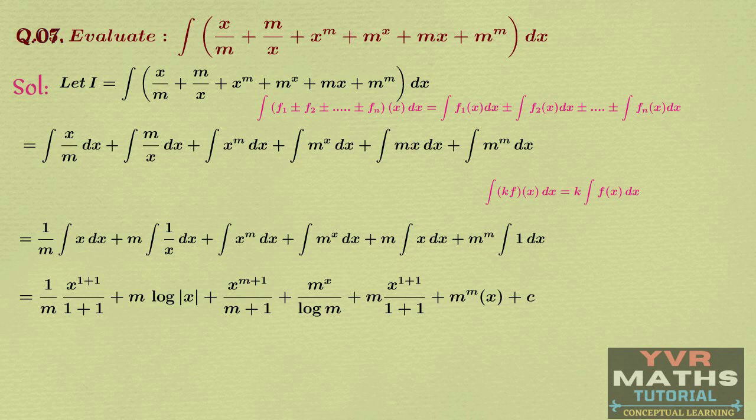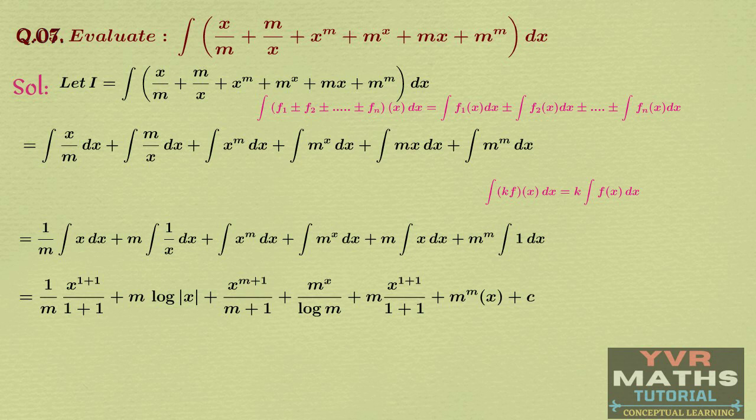Fifth integral part. See here, m power x, where m is the constant. M power x is nothing but the a power x form. You know what the integration of a power x is. So, by using that formula, this can be written as m power x by log m, plus m into the integration of x, which is x power 1 plus 1 by 1 plus 1. And the last term, m power m is constant, integration of 1 is x. So, integration over, plus c.